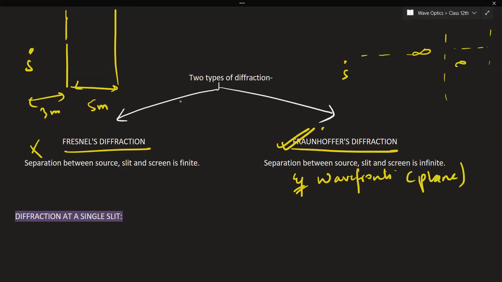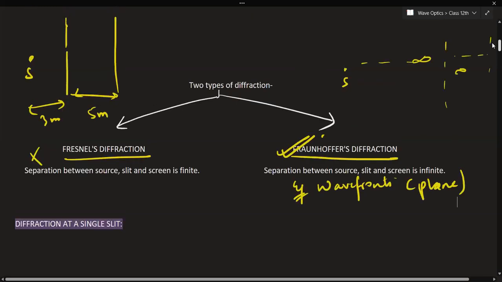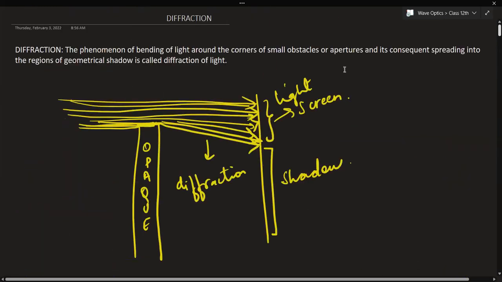Note down the introductory part, then we'll actually start with diffraction for a single slit. Double slit, we have done, Young's double slit experiment. Let us start with this diffraction at a slit. Note down these 2 points quickly.